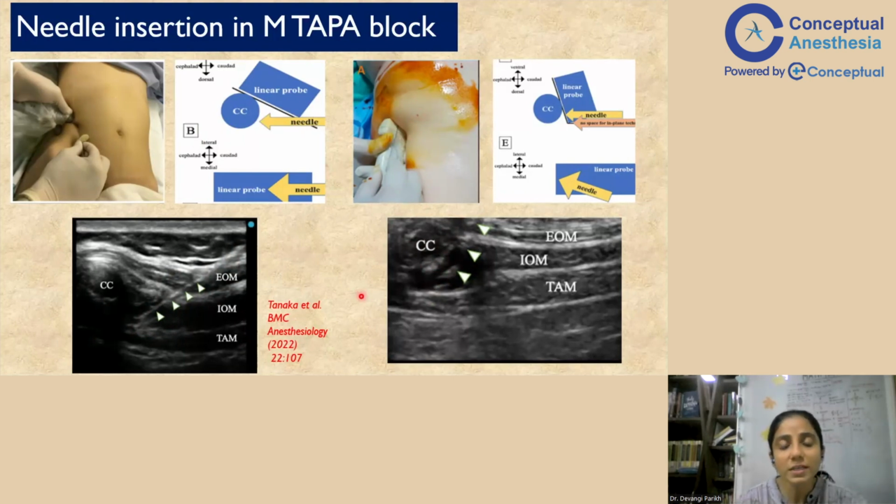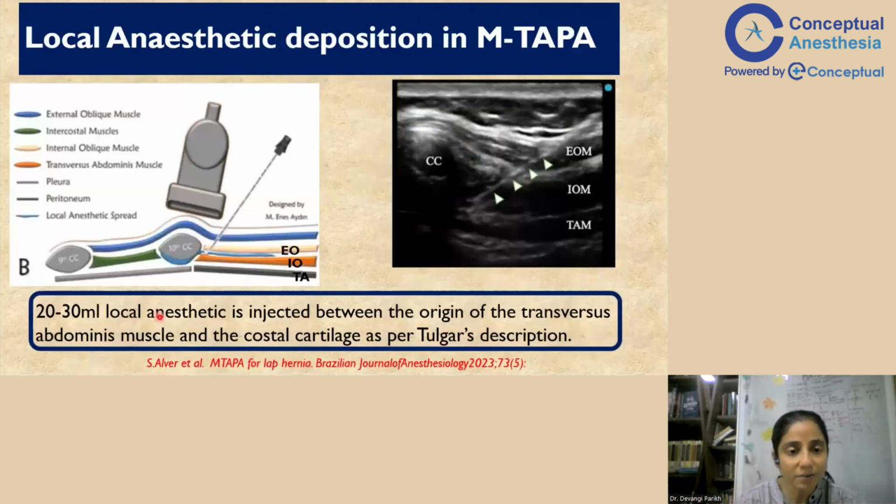Okay, now initially the TAPA block was that Tulgar had suggested that you deposit the drug here also, that means between the transversus abdominis and the costal cartilage and above the costal cartilage. But now the modified TAPA, which is in use currently, has only one injection. So this is exactly where we are inserting.